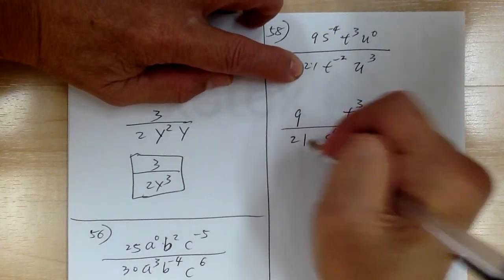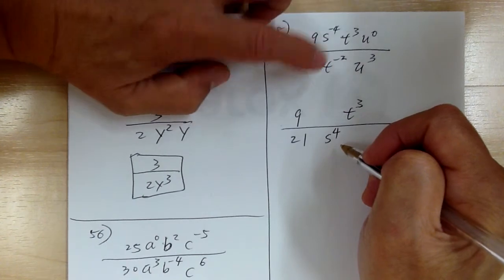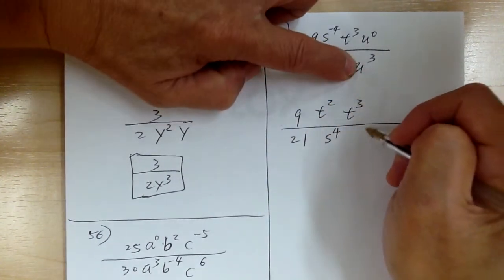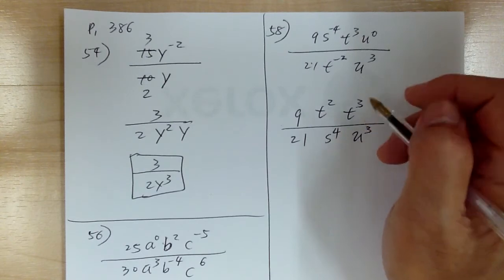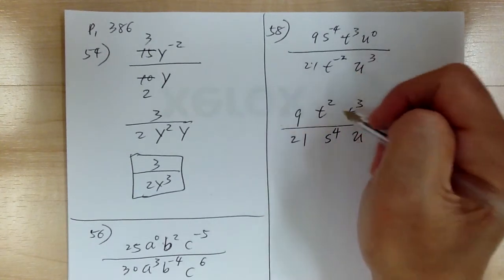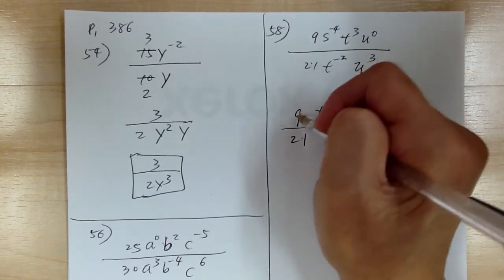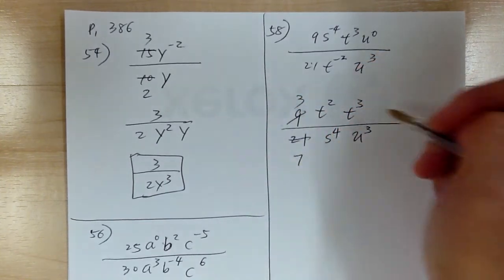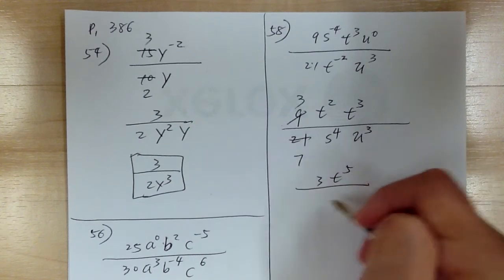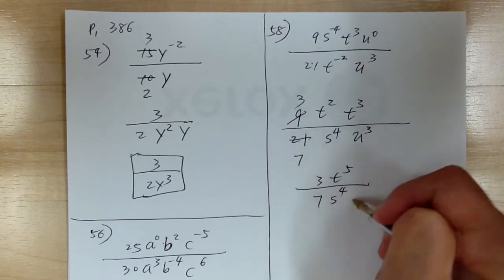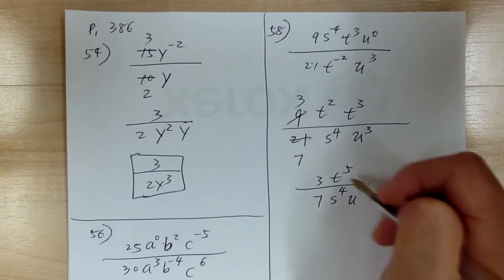Okay, 21 you keep. Negative power you flip to the top. This one you keep. Okay, just go down to each item. After that, you can simplify. Okay, so 9 and 21 divide by 3, and nothing else to cancel. So you're going to get 3t to the 5 on the top. You get 7 s to the 4, u to the 3 on the bottom.